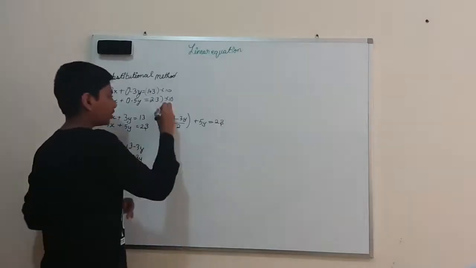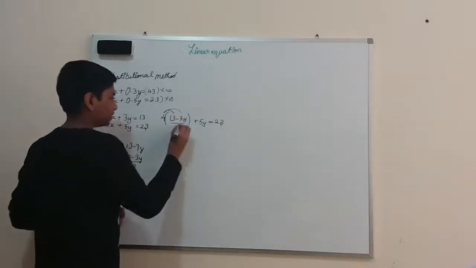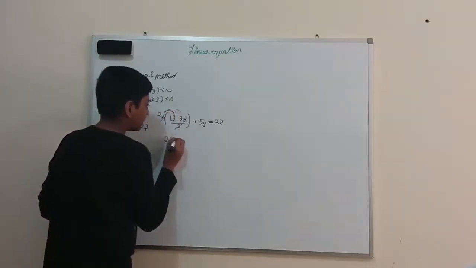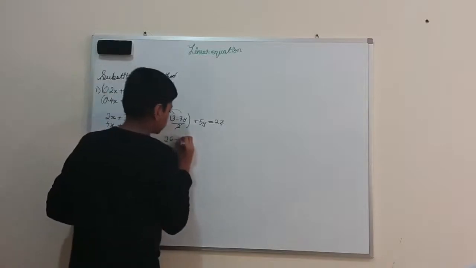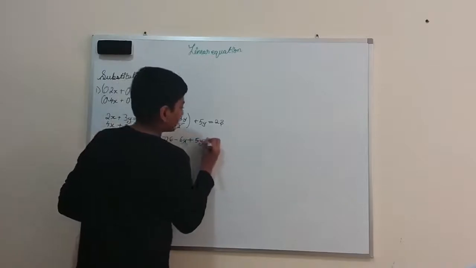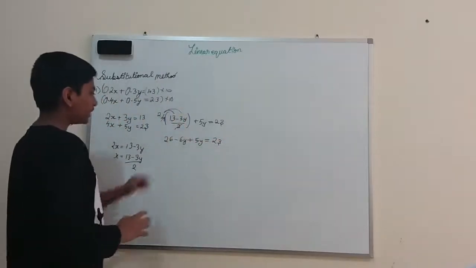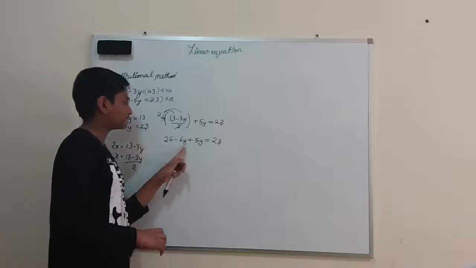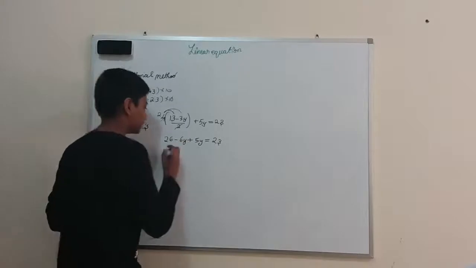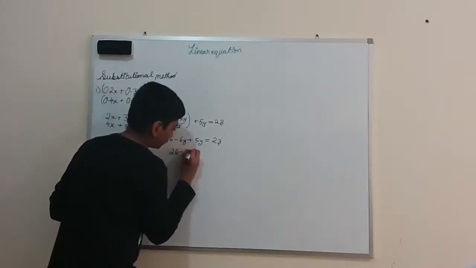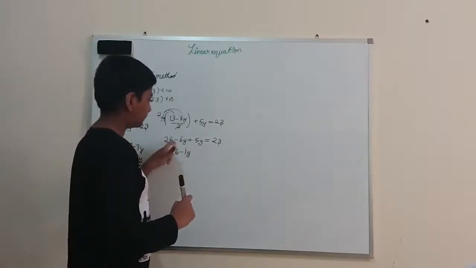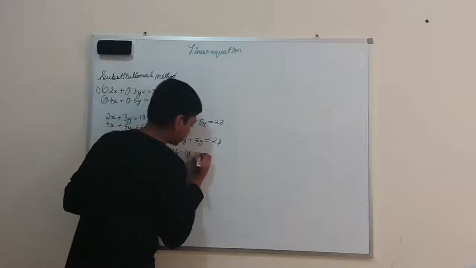Now 4 into this thing, but they can get cancelled, so this will become 2. So 2 into 13 will be 26, and 2 into 3y will be 6y. Now we'll open the bracket, which will be minus 6y, plus 5y equals 23. Now minus 6y plus 5y will be minus 1y. Why minus 1y? Because the greater number over here is 6 and its sign is minus. So 26 minus 1y is equal to 23.